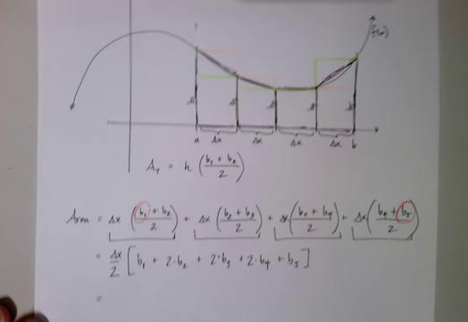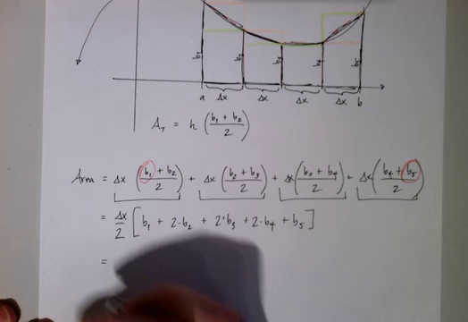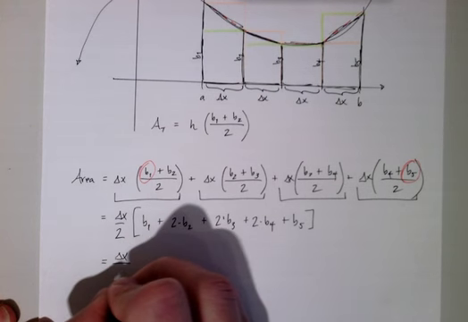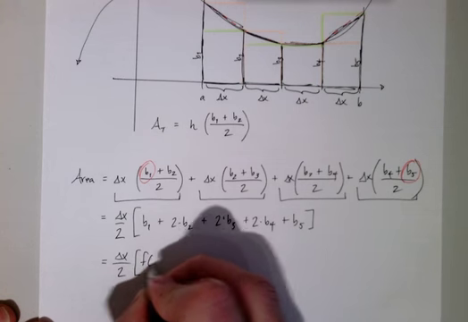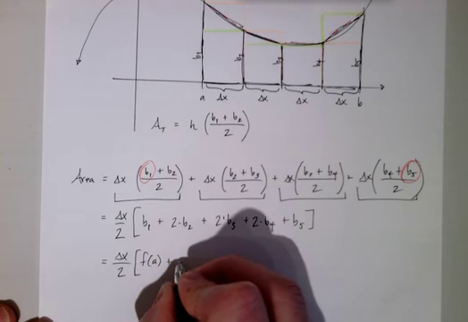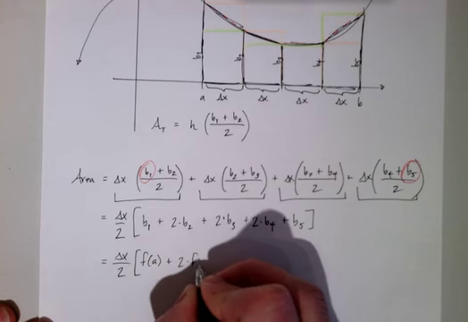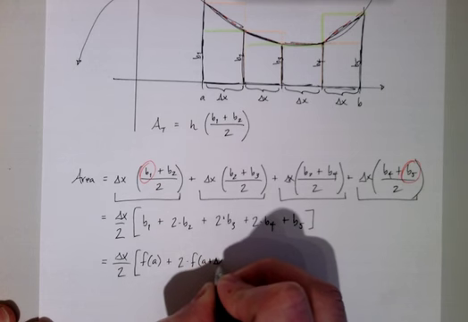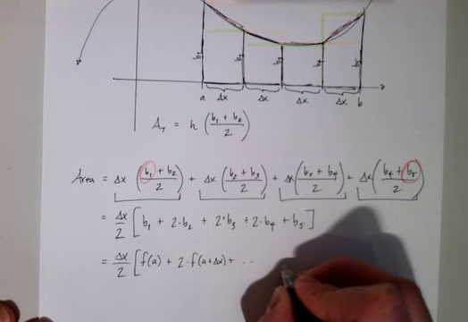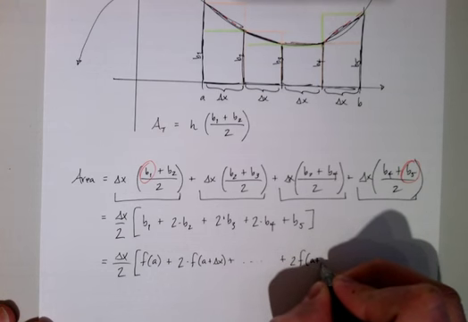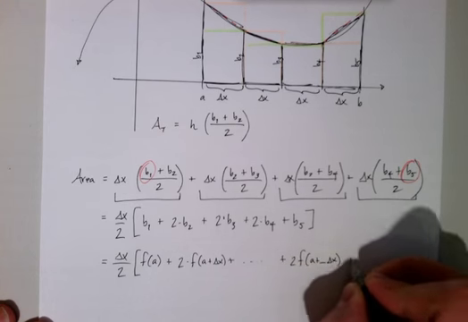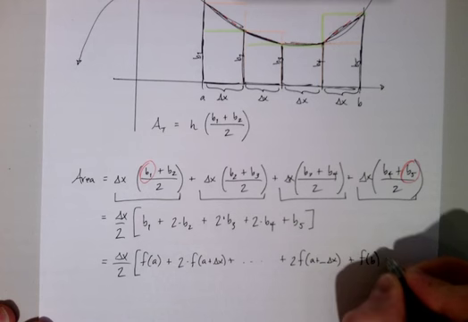If you have already been taught the formula, that ought to look really familiar. That is f of a, plus 2 times f of a plus delta x, plus and so on, plus 2 times f of a plus some multiple of delta x, plus f of b.